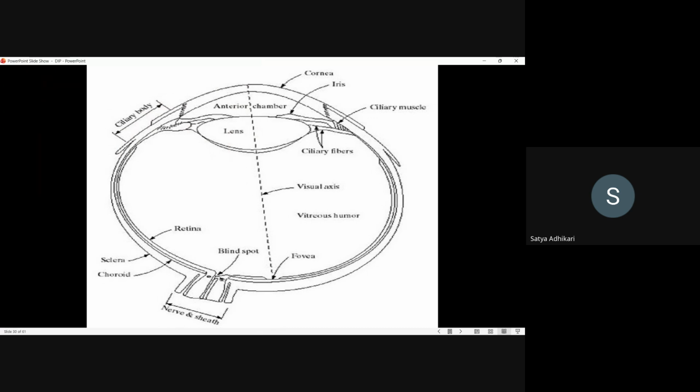Okay, these are the cornea, iris, choroid, retina and the eye lens. So these are the major components of our eye. So you have to write about those components only.